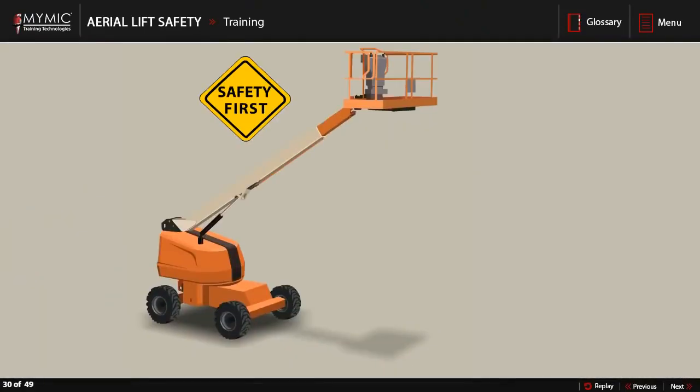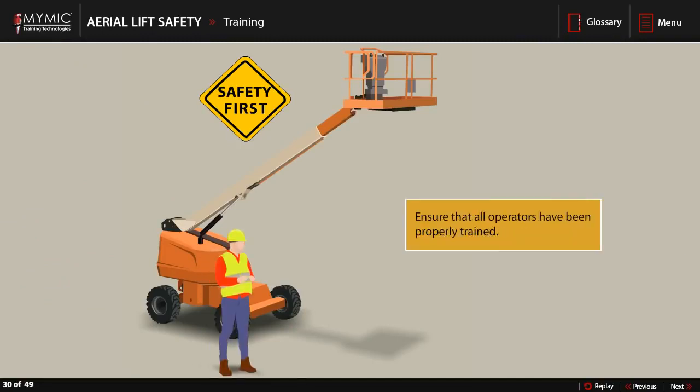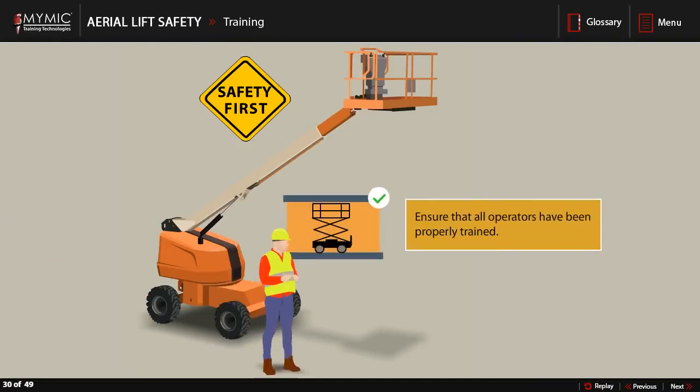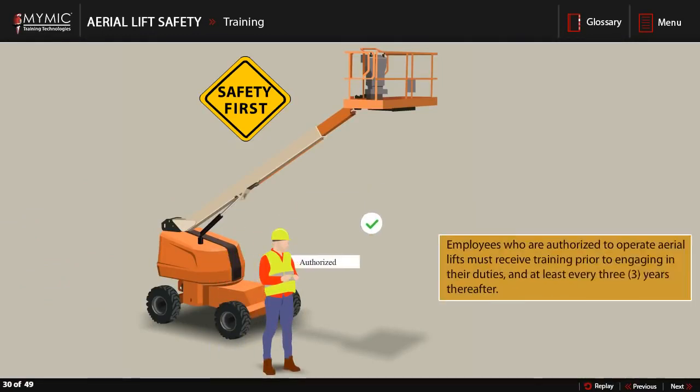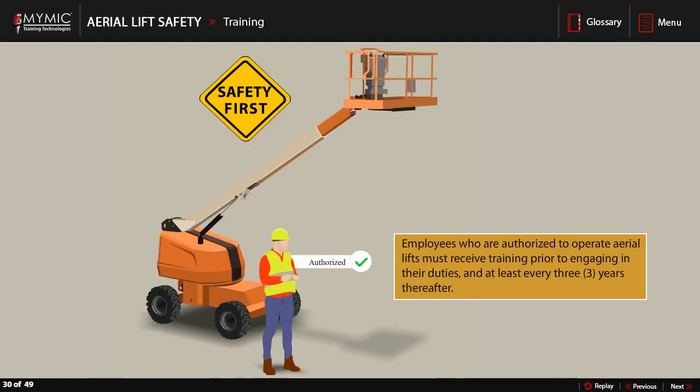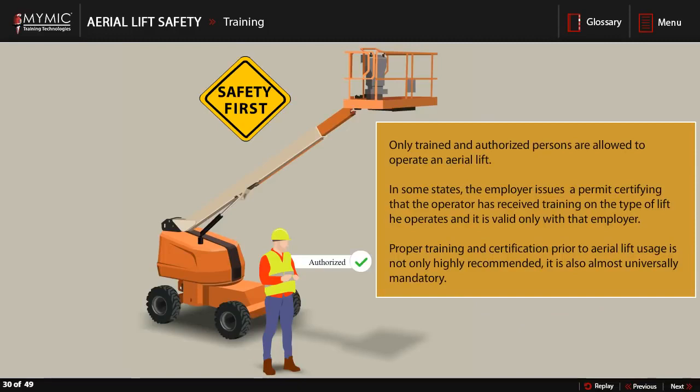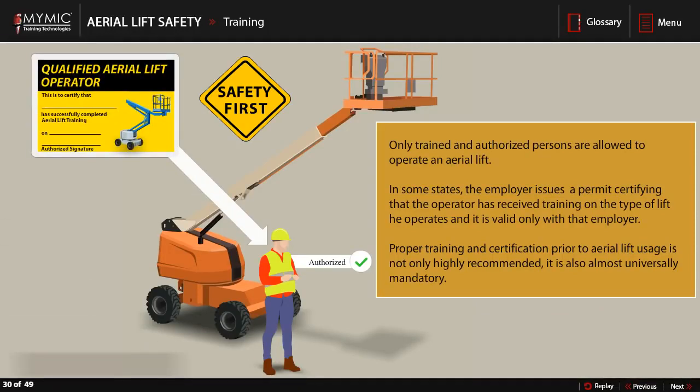First and foremost in importance when it comes to aerial lift safety is to ensure that all operators have been properly trained. Employees who are authorized to operate aerial lifts must receive training prior to engaging in their duties, and at least every 3 years thereafter. Only trained and authorized persons are allowed to operate an aerial lift. In some states, the employer issues a permit certifying that the operator has received training on the type of lift he operates, and it is valid only with that employer.